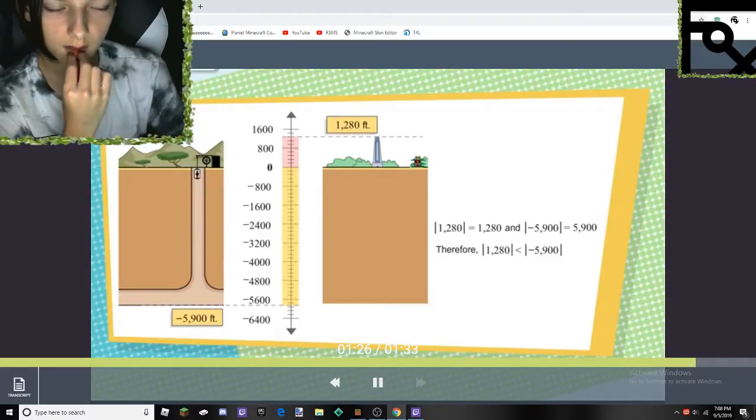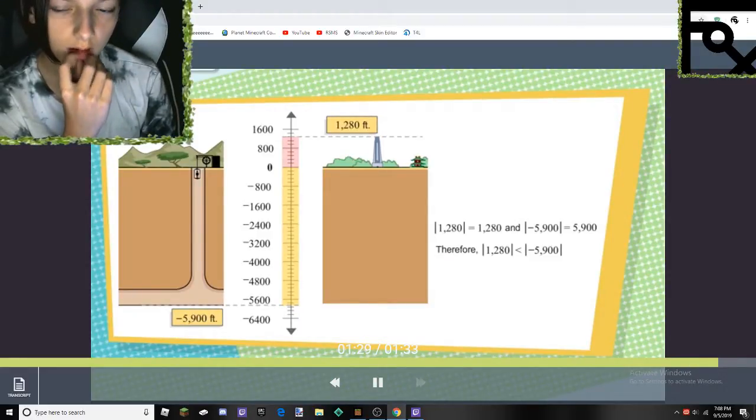Close. It's hard to believe an elevator can go that much deeper into the earth than the height of one of the world's highest buildings.